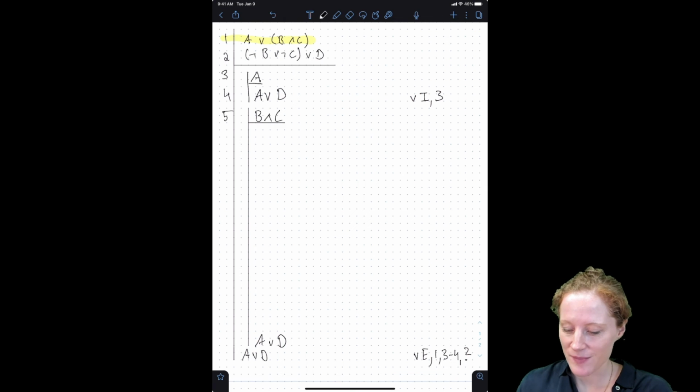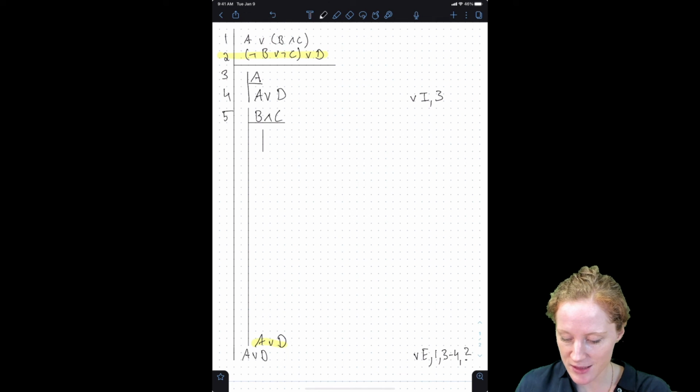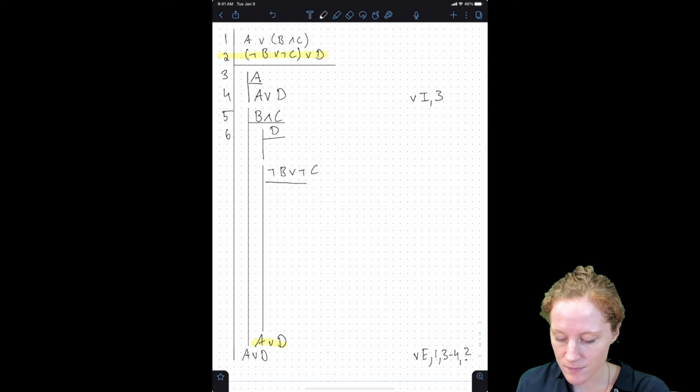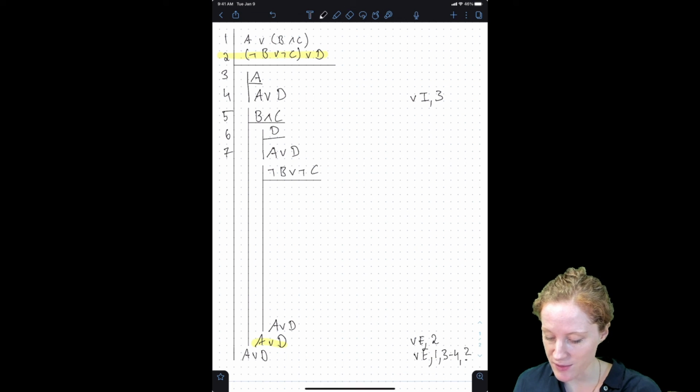Let's do some forward planning again. My second premise here is also a disjunction, and forward planning suggests that I should apply disjunction elimination to get to my desired conclusion, A or D. So I'll just set up two subproofs, one for each disjunct. I'll start with D, and the second subproof I'll start by assuming not B or not C. And in either case, my goal is to get to the conclusion A or D, since I can then infer A or D by citing disjunction elimination again, applied to lines 2 and the two subproofs.